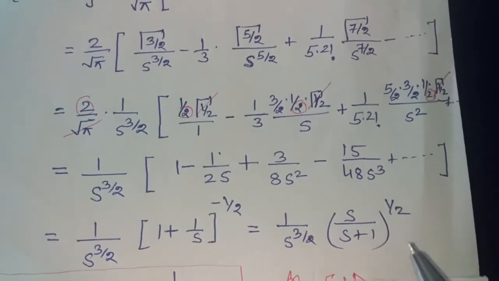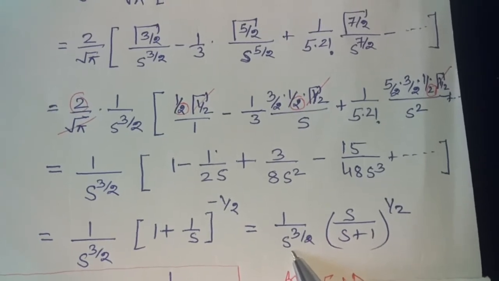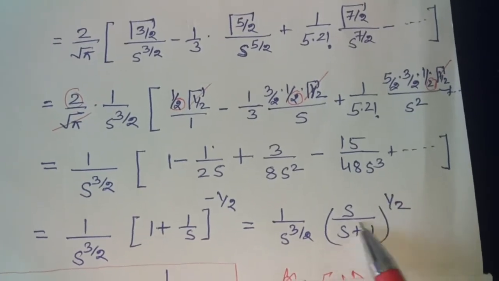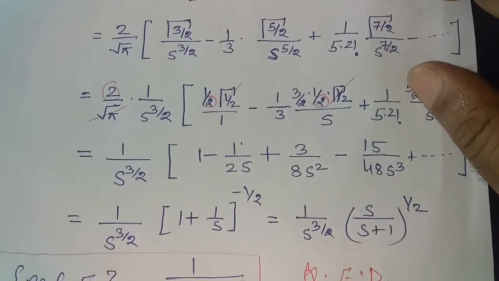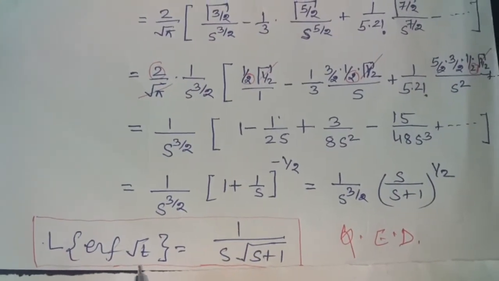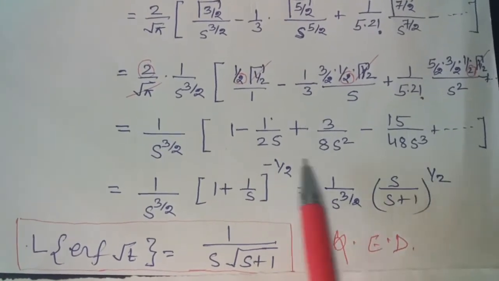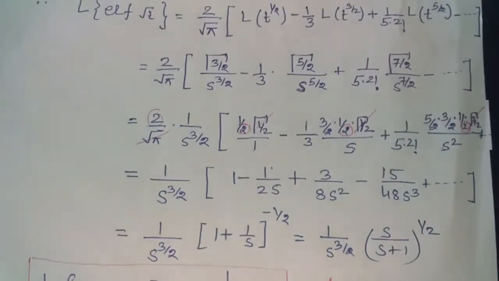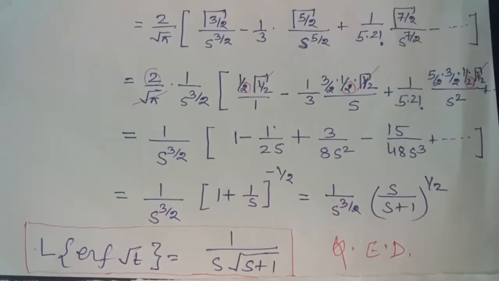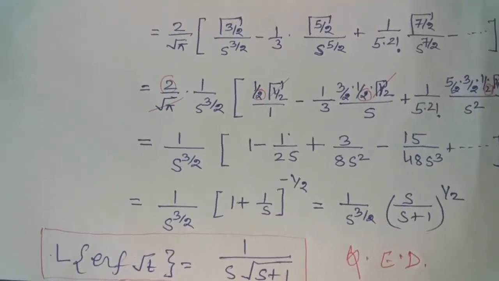Now s power 1 by 2 is cancelled with s power 3 by 2 and we get 1 upon s in denominator here, and 1 upon s plus 1 power half, which is equal to 1 upon square root of s plus 1. So finally, after simplifying this expression, we get the Laplace transform of error function root t is equal to 1 upon s into square root of s plus 1. So this is the way we prove that the Laplace transform of error function root t is equal to 1 upon s into square root of s plus 1.